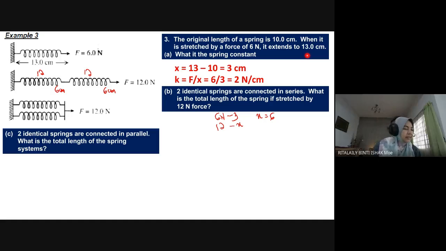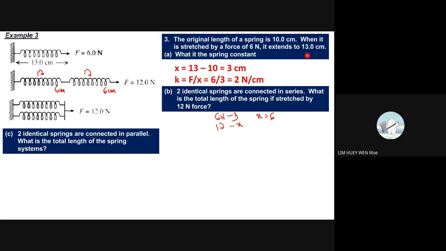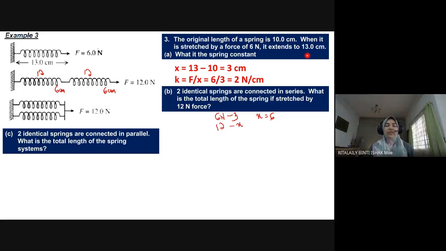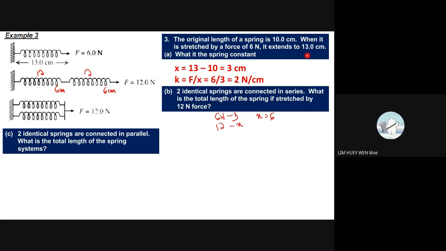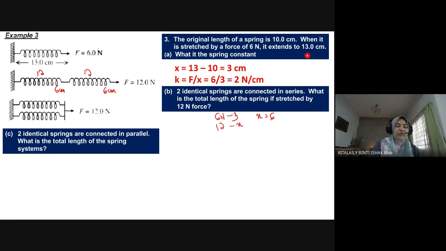Berapa? 12? Total length, bukan total extension. 32. Okay, if total length, 32 ke? 12, yes. If total length, the initial length of the spring, this one is 10. You plus the extension, and then the initial length of the spring for this one is also 10, plus the extension. So the total length is 32 cm.